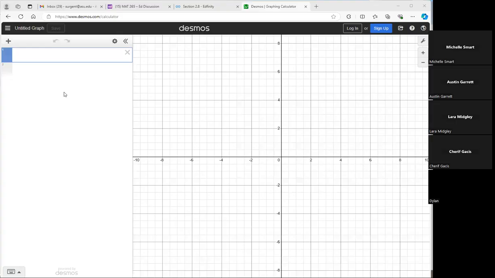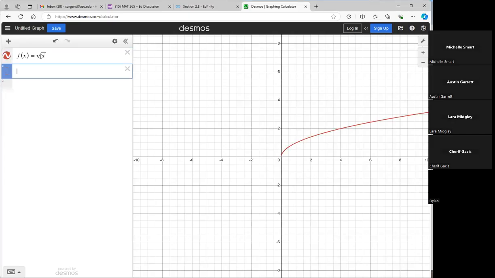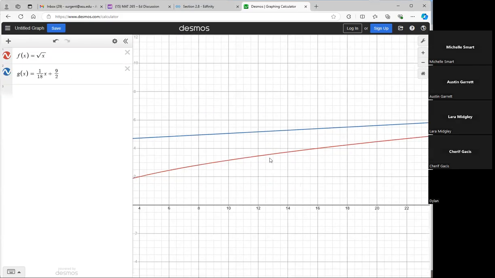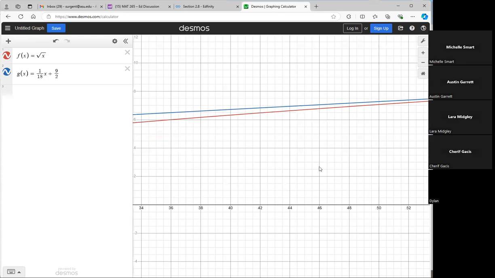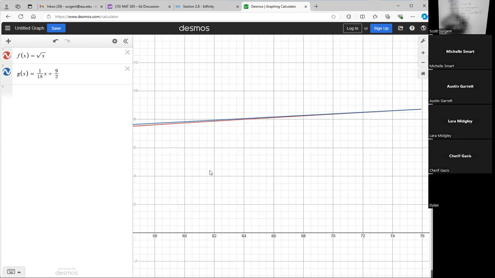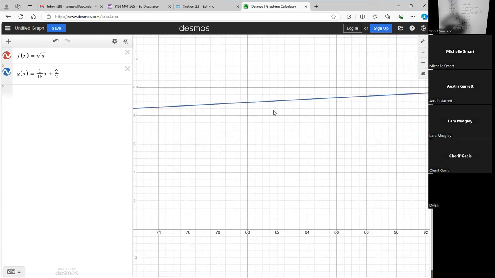I'm going to type in f of x equals square root of x. And then in the next line, I'll call the tangent line, it's 1 over 18x plus 9 over 2. Now I'm going to zoom out here to 81. Give me a moment here. I think we'll find it. All right, there we are.